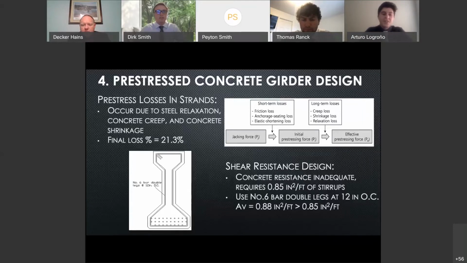Next, shear resistance was considered. As expected, the shear resistance of concrete alone was not sufficient to resist the load specified. Therefore, we designed steel stirrups for the girder section. From our engineering calculations, we chose to use number 6 double leg stirrups at 12-inch on-center spacing for adequate shear resistance.